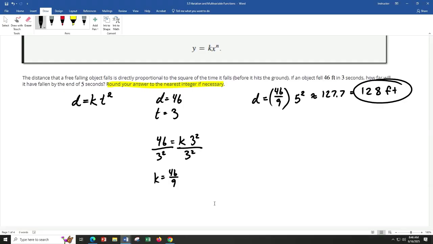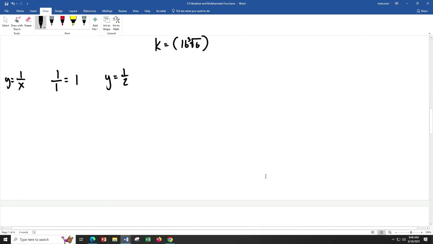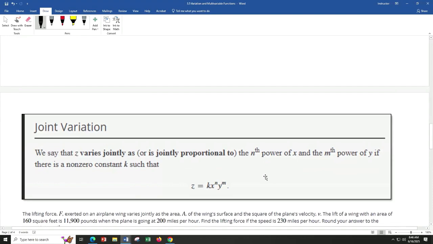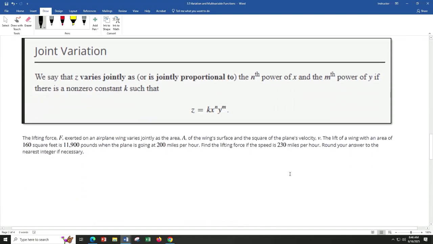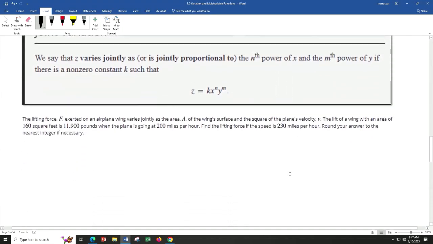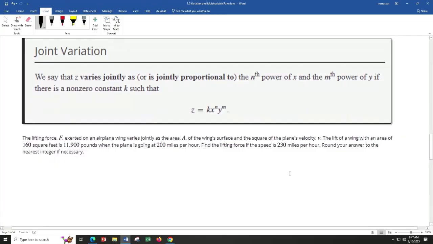How steep is your line? Make a slope. How steep? Is it going to go up fast? Is it going to go up slow? In your notes, I kind of show the graph to it a little bit. Joint variation. They're just giving you a couple more.